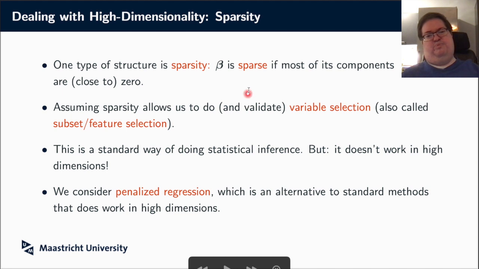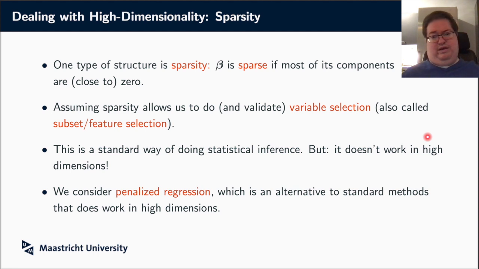In its strict form, sparsity says beta is sparse if most of the components are close to zero. Actually, if we interpret it really strictly, it says most of the components are equal to zero. Now what it means, if the elements of beta are equal to zero, is that the corresponding variables are actually irrelevant for your outcome y. And that of course means you can do variable selection. You can try to kick out the variables that are not relevant from your model.